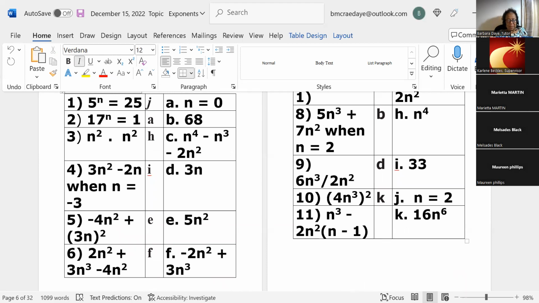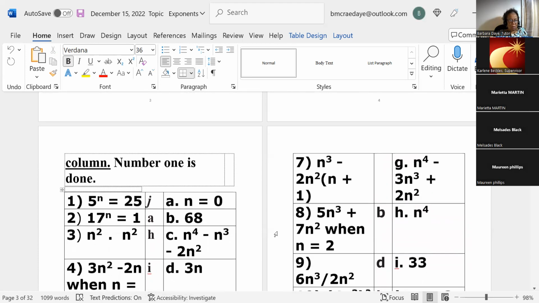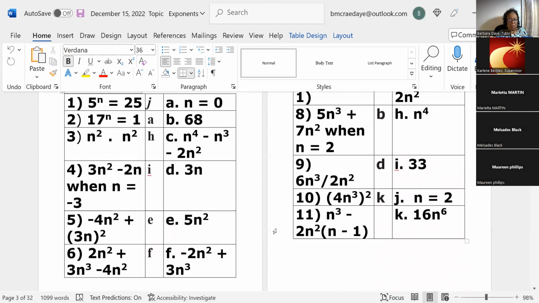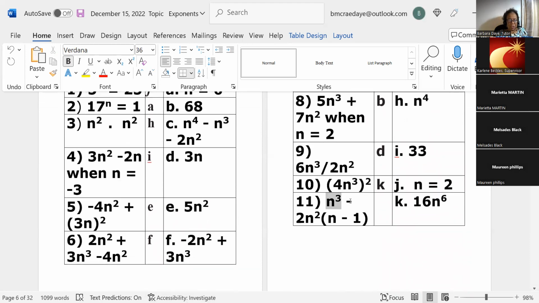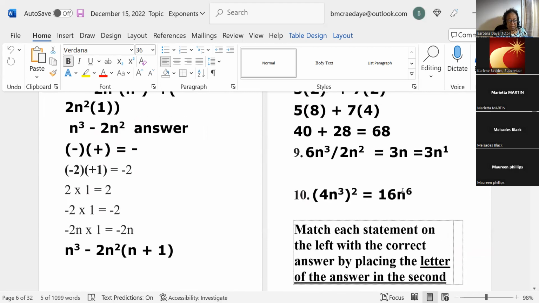All right, now we've got number 11. That looks like something we had before. Oh no, that's n minus 1. Okay, here we go. Let's copy this. Okay, this is number 11.